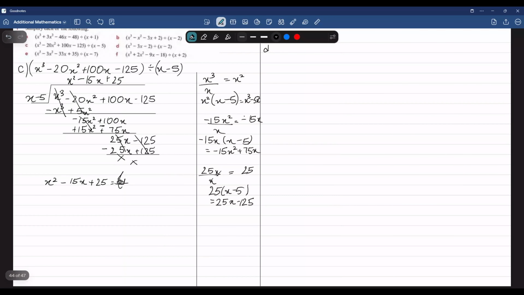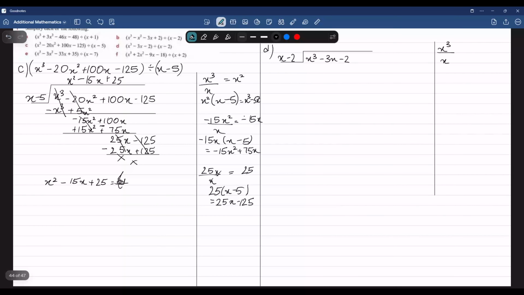Getting on to part D, we have x cubed minus 3x squared minus 3x minus 2 divided by x minus 2. Again, this is an interesting type of question, and I'll tell you why in a short while. This is going to be a bit different from what we have been doing till now. Okay. So again, we'll start as usual.